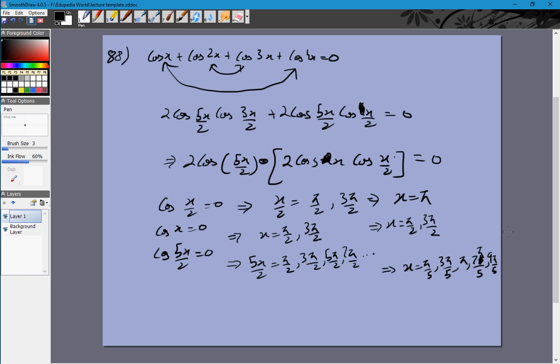So how many independent solutions do we have? This pi is already included here, so we don't need to include that again. 1, 2, 3, 4, 5 and 2. So we get a total of 7 solutions to this equation. So 7 solutions means the answer is option 3, which is 7. Let's look at the next question.